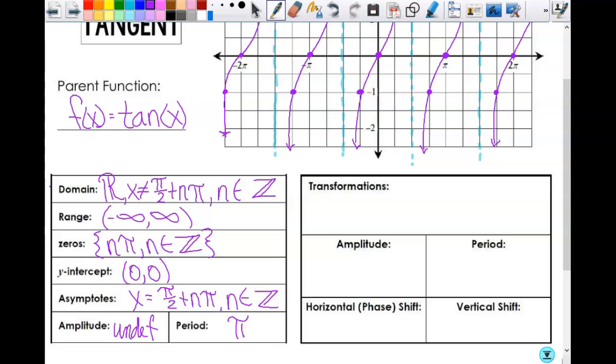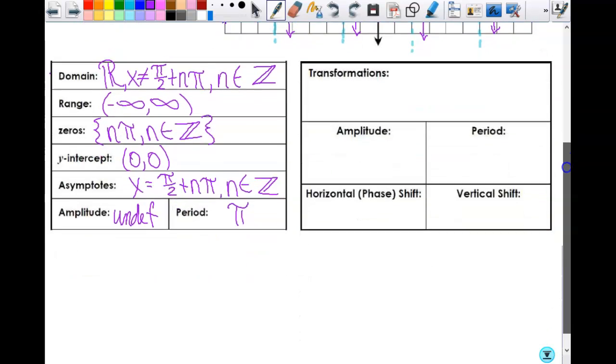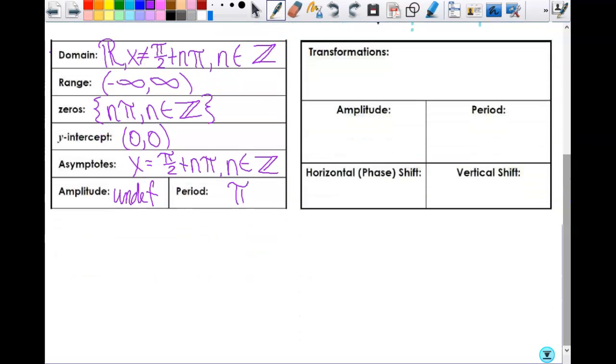We good? All right, so for sine and cosine, we left this whole thing blank for now. We're going to come over here and fill a little bit of this in, but not all of it. We're just going to talk about the amplitude and the period over here, because we just said that the amplitude's undefined. So I want you to draw a little dotted line right here, and we're going to write undefined right here.